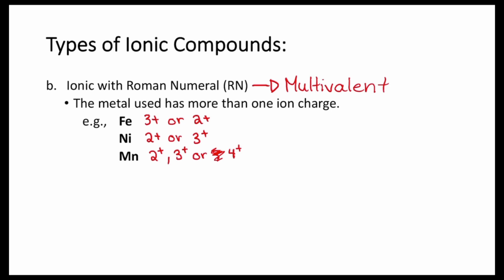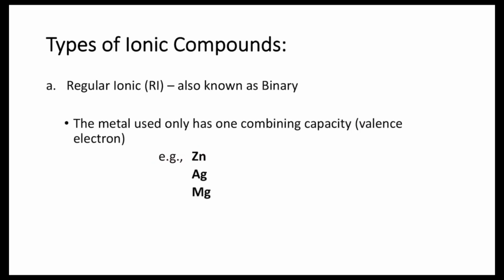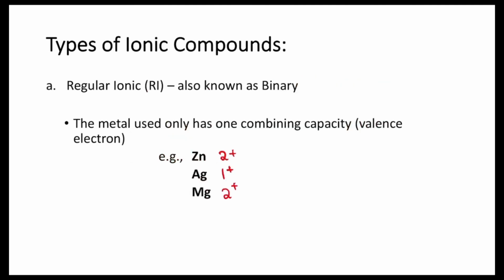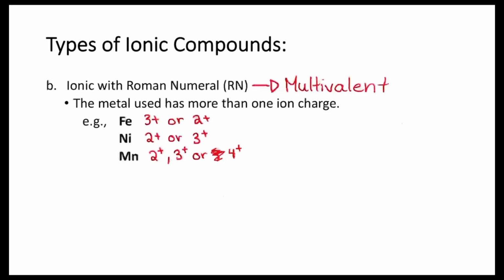4+ charge. This is being contrasted with the last sets of ions, where zinc only has a 2+ charge, silver only has a 1+ charge, and magnesium only has a 2+ charge. So 1 ionic charge, 1 type of combining capacity, referring to the valence electrons. Multivalent means more than 1 ion charge. So this term is important for you to know. It will come up a lot next year in Science 10.